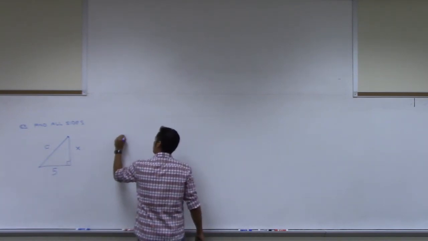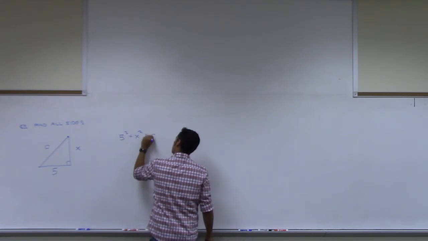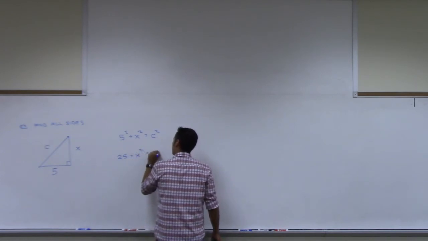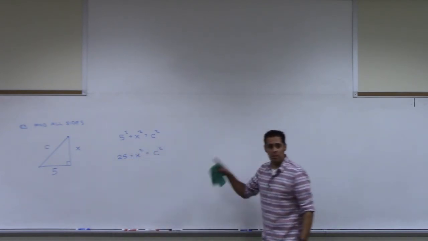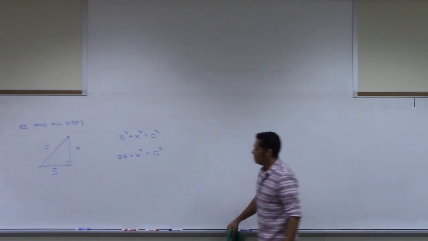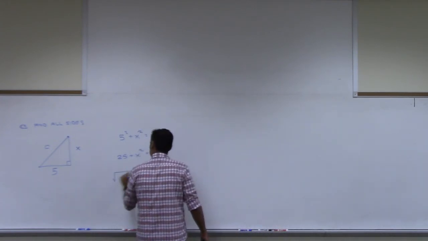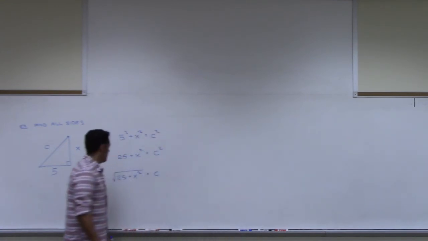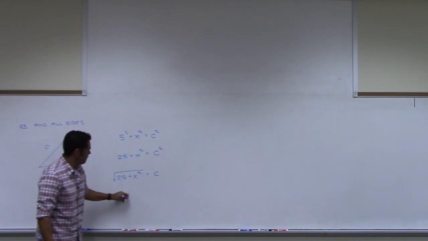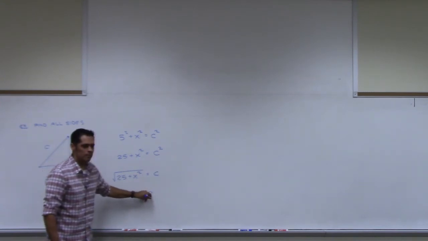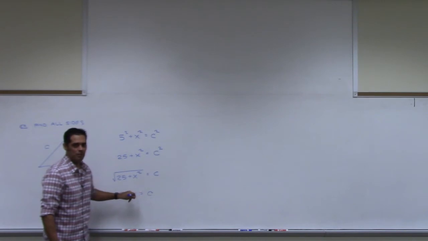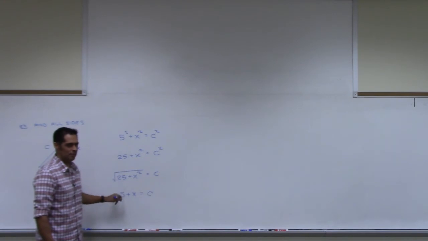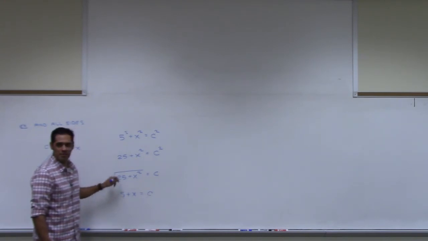We know that 5 squared plus x squared equals c squared. So that means 25 plus x squared equals c squared. And now we take the square root on both sides, right? And when you take the square root on both sides, yes, no? Yes or no? Yes. Sure? Any no's? 5 plus or minus x.